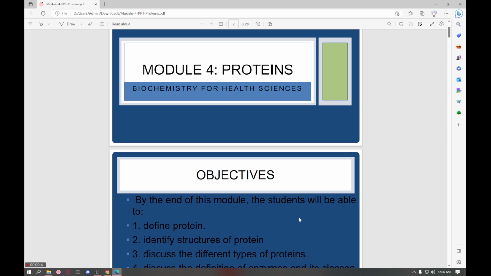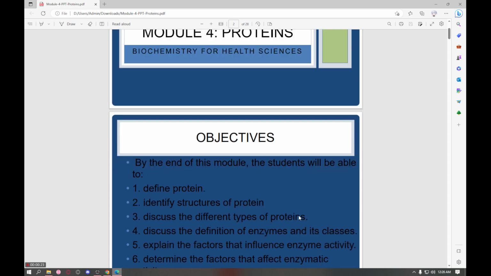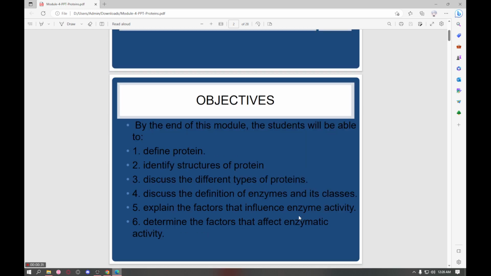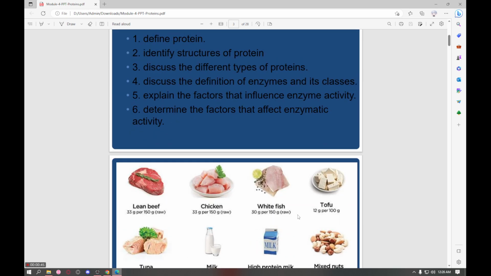These are the objectives of your module 4. By the end of this module, the students will be able to define protein. Second, identify structures of protein. Number three, discuss the different types of protein, then discuss the definition of enzymes and its classes. Number five, explain the factors that influence enzymatic activity. And number six, determine the factors that affect enzymatic activity.